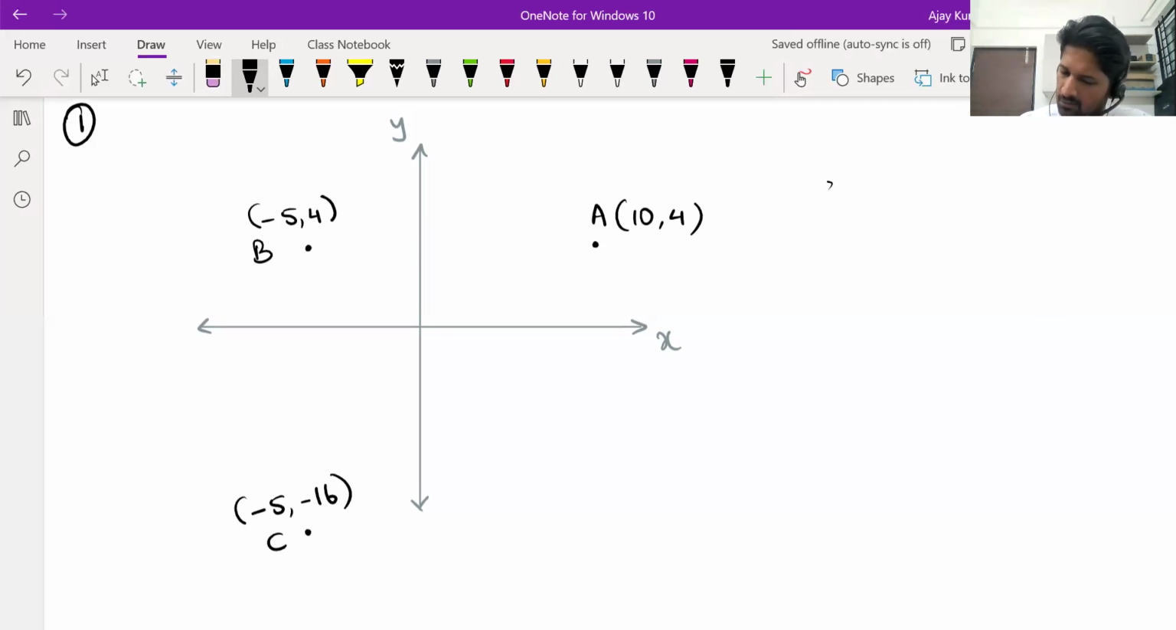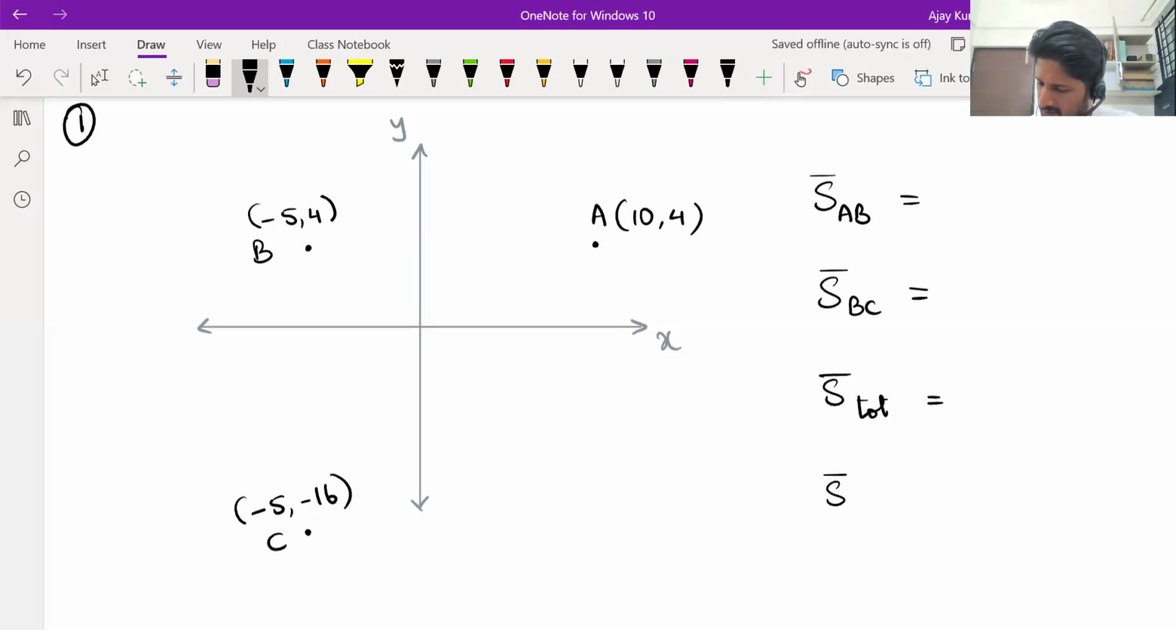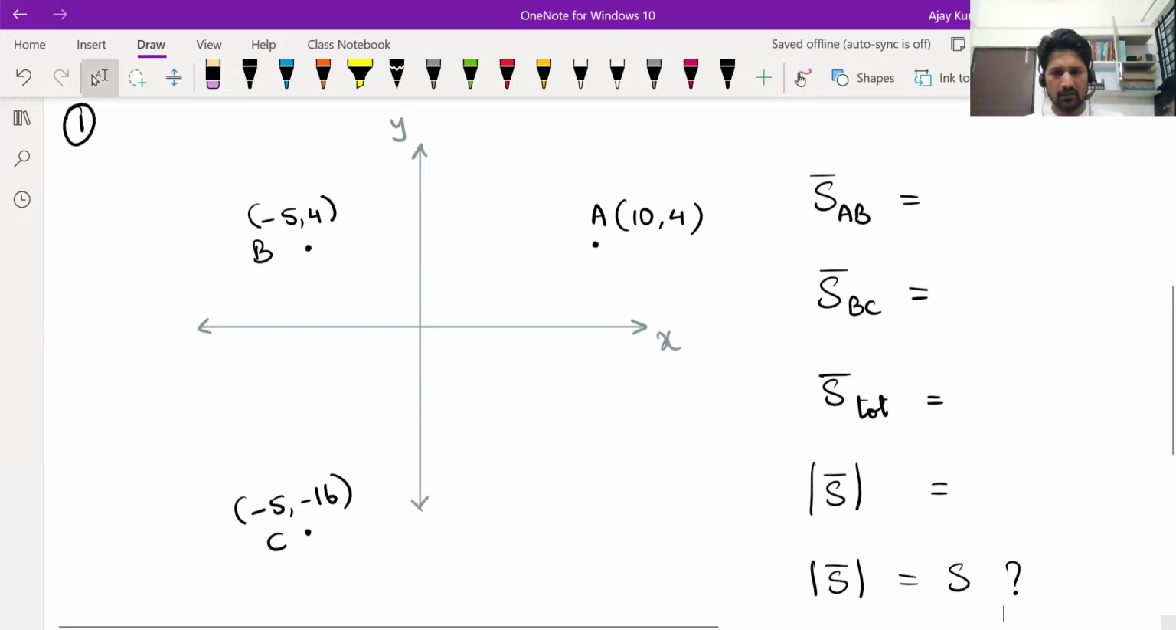So tell me, what is the displacement as it goes from A to B? What is the displacement from B to C? What is the total displacement of this object? And what is the magnitude of total displacement of this object? And is the magnitude of total displacement equal to distance covered? Okay. So I'll give you 1 minute to answer all this.